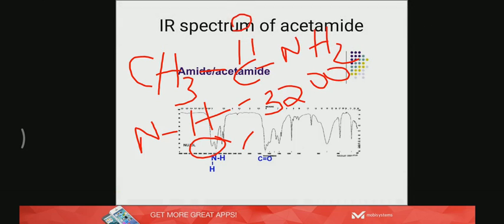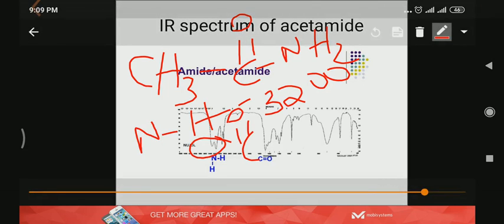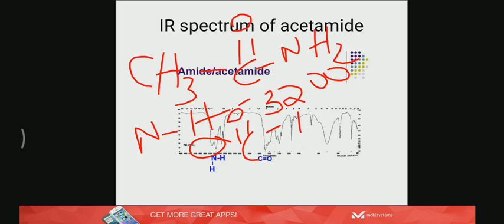Then comes C=O, of course, it is very intense. Remember, in the case of amide, C=O frequency is lowered, even it comes below 1700 also because of resonance. Because the lone pair on nitrogen will be in conjugation with this C=O group. So the C=O bond gets single bond character, or I mean it becomes longer or weaker and frequency is lowered.